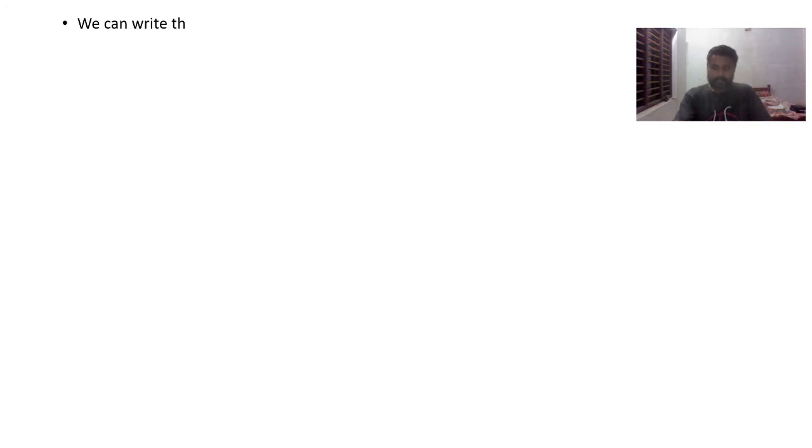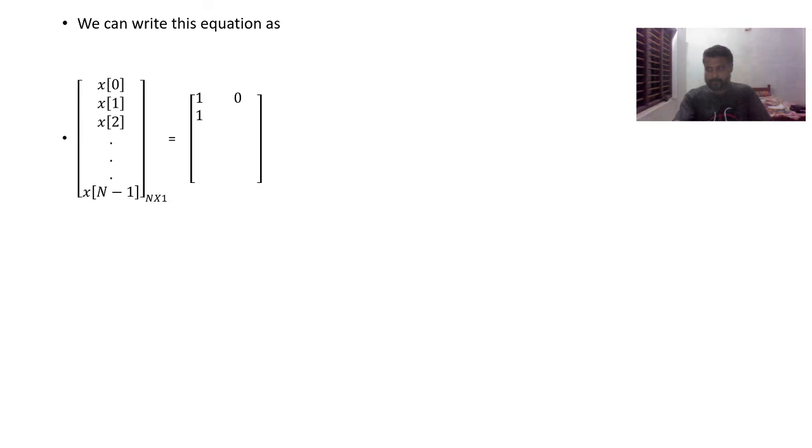So we can write this equation as x of 0, x of 1, x of 2, etc, x of n minus 1, that is an n cross 1 matrix, equal to the matrix 1 0, 1 1, 1 2, etc, 1 n minus 1, that is an n cross 2 matrix. Just write n cross 2 matrix. I forgot to write that one. The other one is a 2 by 1 matrix. Next, plus w of 0, w of 1.